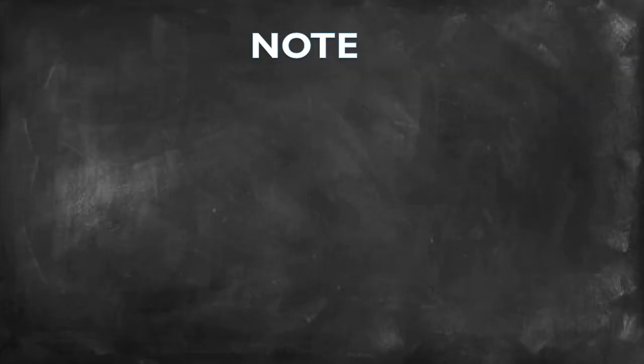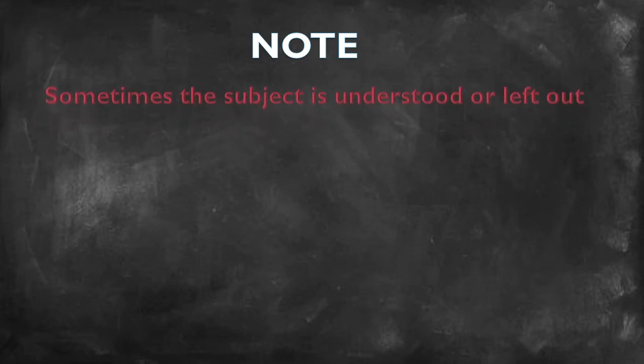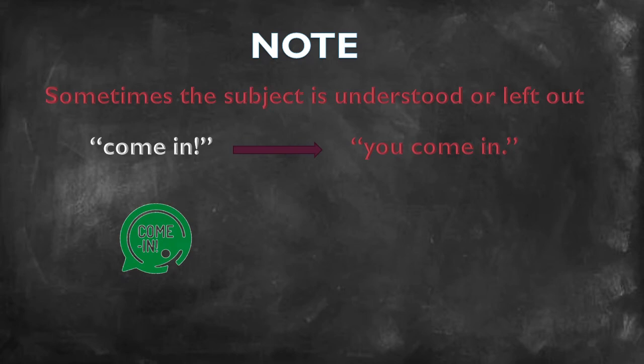Children, note this point. Sometimes the subject is understood or left out. For example, in the following sentence, the subject you is left out. Come in really means you come in. Another example is sit down. Sit down really means you sit down.